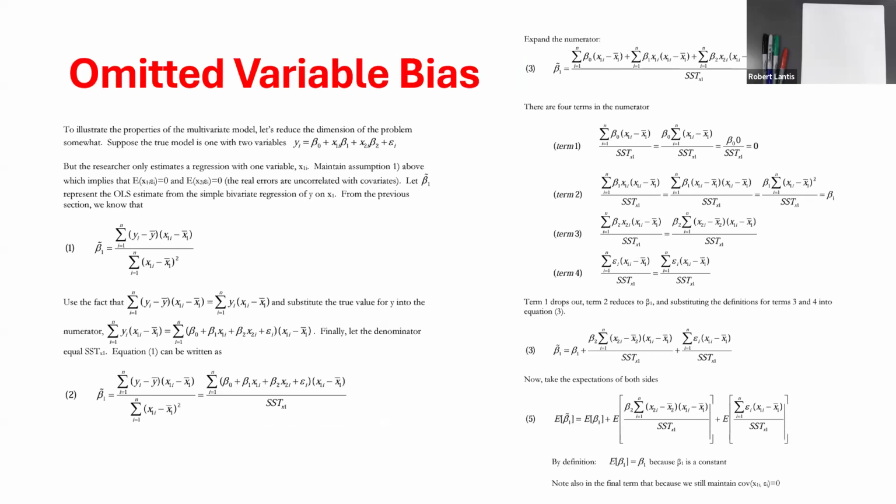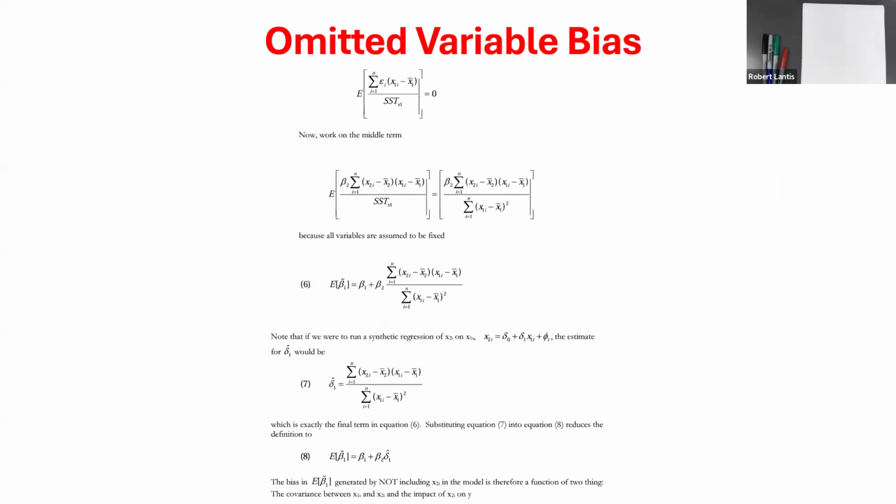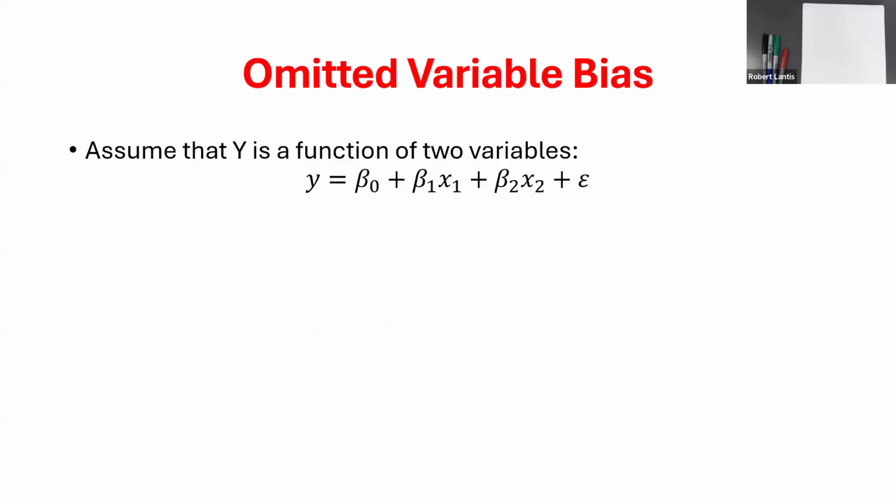I've got this nasty slide that I pulled from a textbook I had to read in grad school. We're not going to go through this with a fine-toothed comb. This is the mathematical proof behind the bias that gets created. We're going to simplify it a little bit. So if I had two variables that I think matter, let's call them x1 and x2.